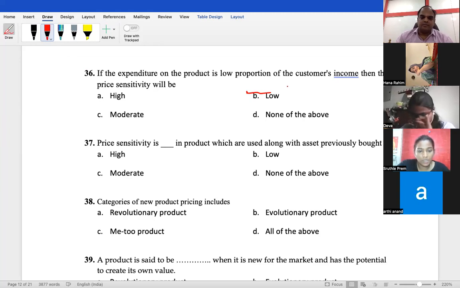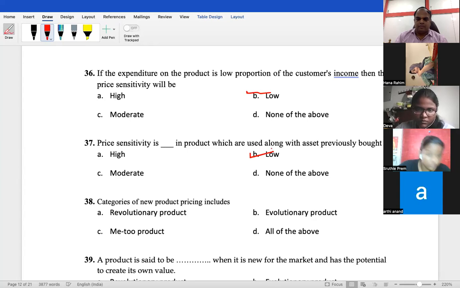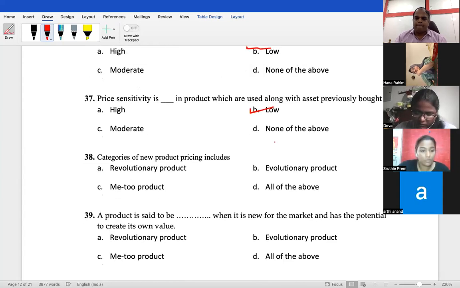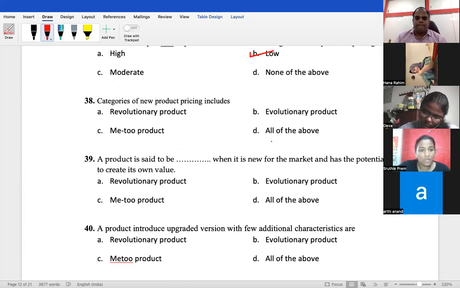Price sensitivity is dash for products which are used along with an asset previously bought. A, high, B, low, C, moderate, D, none of the above. Low. Categories of new product pricing include A, revolutionary product, B, evolutionary product, C, me too product, D, all of the above. Therefore, all of the above.